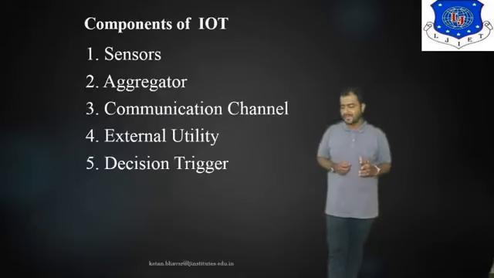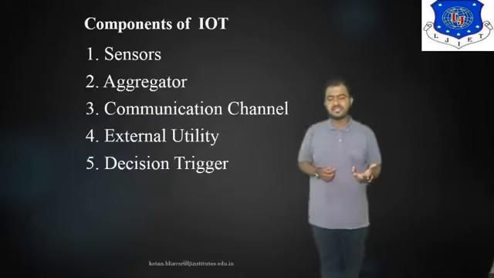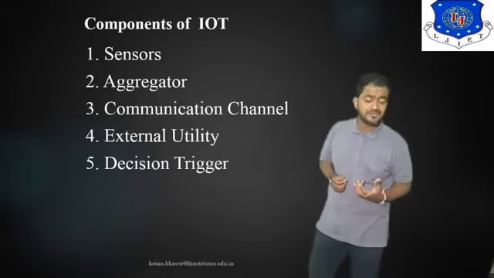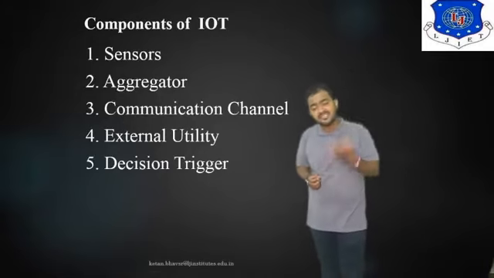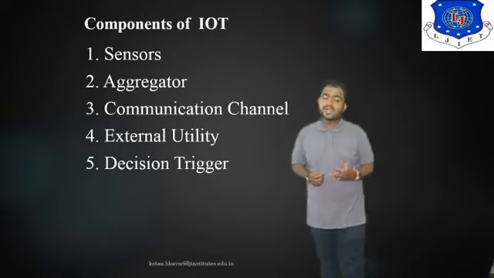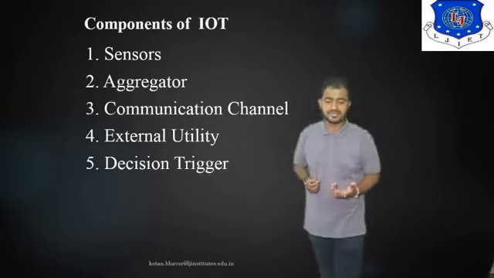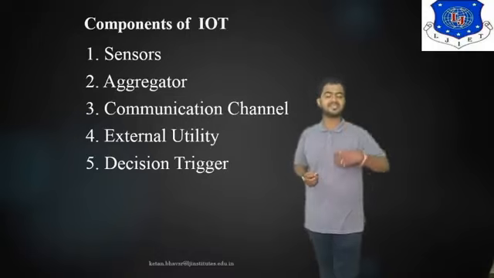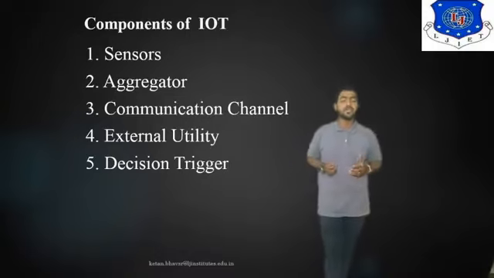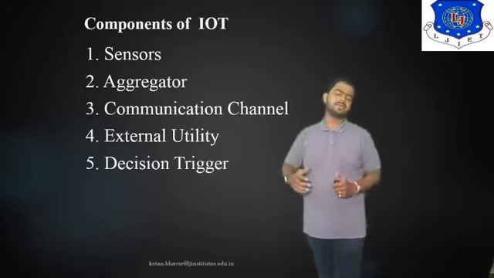Now, the main components. To make human life easy, to connect with the IoT application, to connect the data, to fetch the data, we require components. We require sensors, aggregators, communication channels, external utilities, and decision triggers. There are a number of ways. These are the basic components required when you want to communicate with IoT devices.